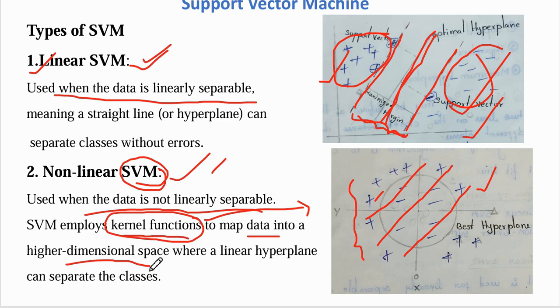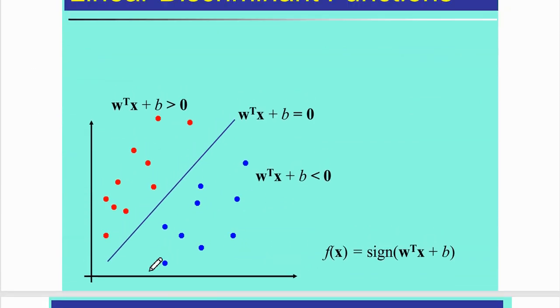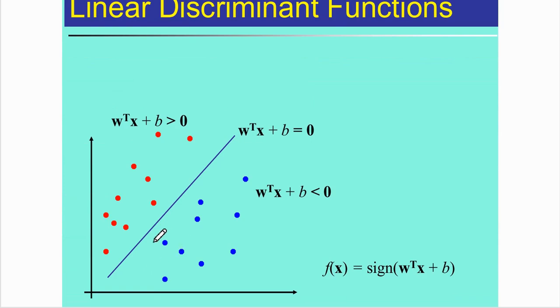Then we can easily find the hyperplane with some maximal margin. That means the kernel trick helps to transform the low dimensional data into high dimensional data. While transforming the low dimensional data into high dimensional data, the non-linear data may be converted into which one? Linear separable data. That is about the non-linear SVM.